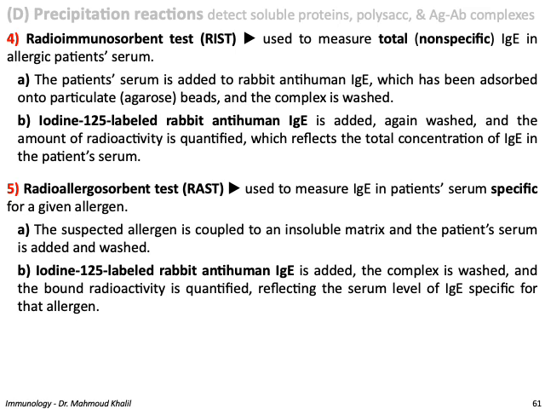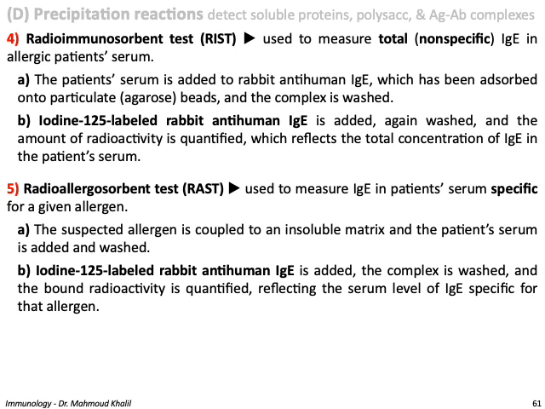The fifth test is the radioallergosorbent test, RAST, and it's used to measure the IgE in a patient's serum specific for a given allergen. The suspected allergen is coupled to an insoluble matrix like above, like the agarose particles, and the patient's serum is added and washed. The iodine-125 labeled rabbit anti-human IgE is added as well, and the complex again is washed. Why do we need to wash after each time we add? To remove the excess and unbound. And the bound radioactivity is quantified, reflecting the serum level of IgE specific for that allergen.